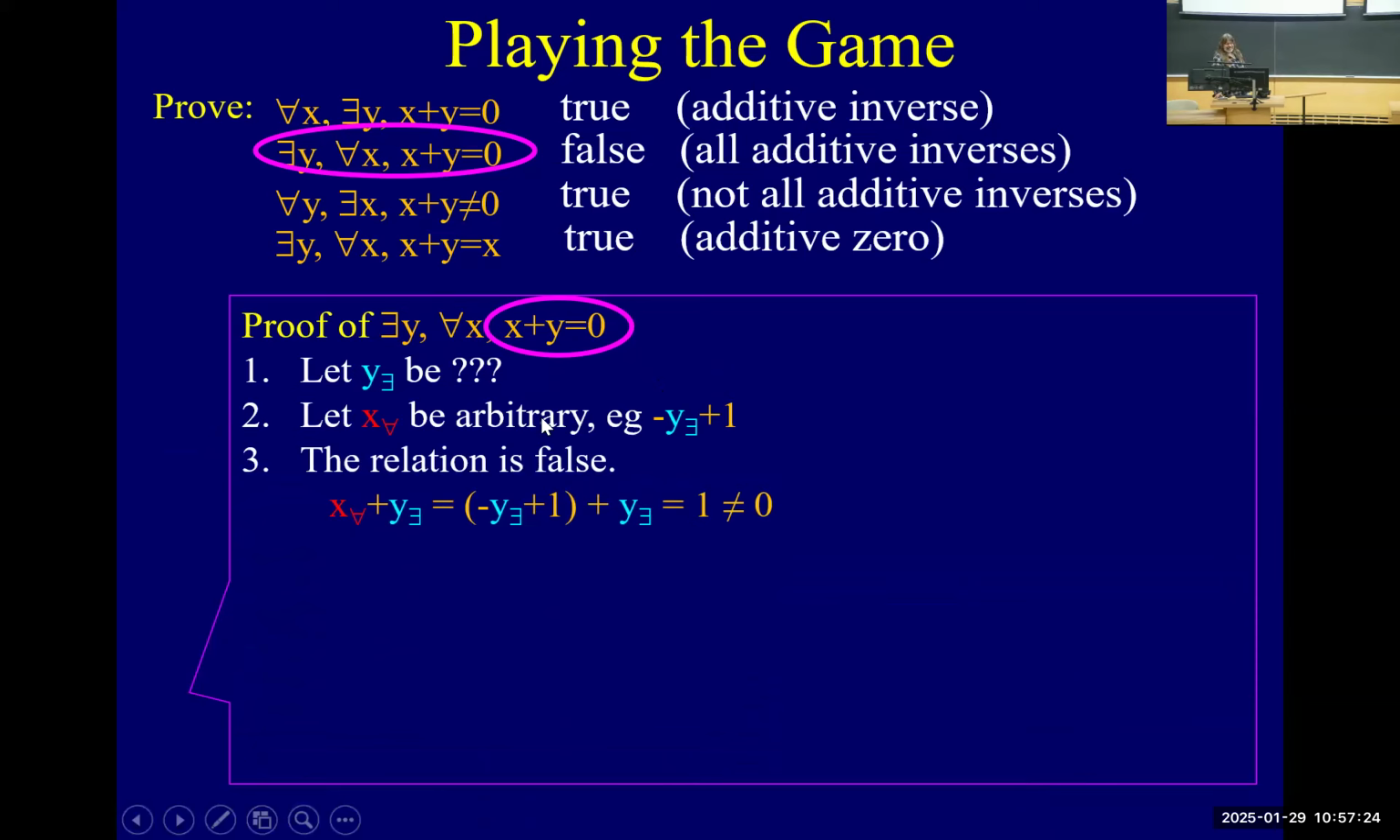Oh, here he gave us negative y plus 1, right? Why did he do that? Because he was messing with us, right? And then you plug it in and you say, oh, it's not true, right? Yeah? It's kind of proof by cases, but we have an infinite number of cases.